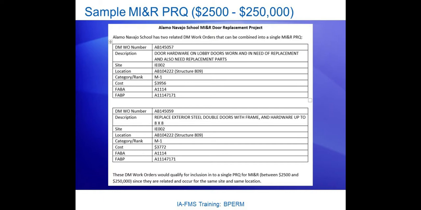Here's an example of two work orders that it would make sense combining into a project. They both deal with door replacement. They're both for the same site, for the same location, and both between $2,500 and $250,000. So an MINR project would make sense here.